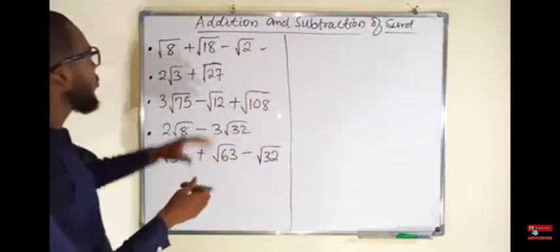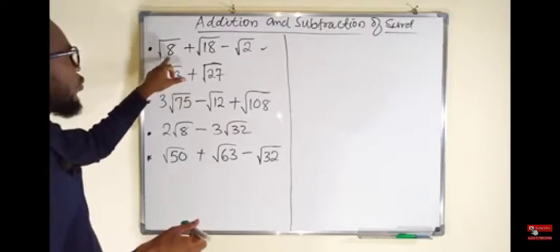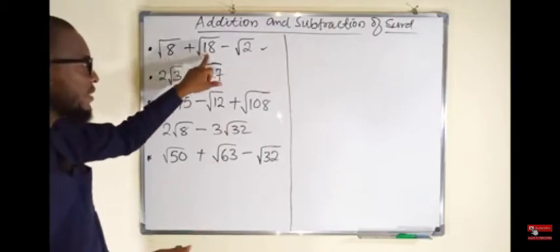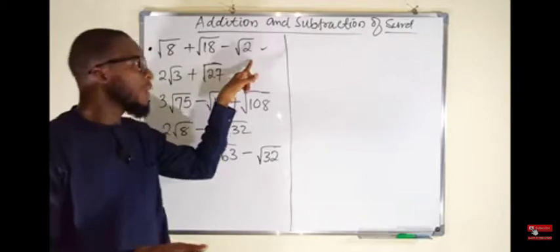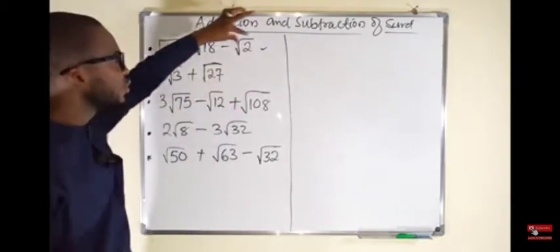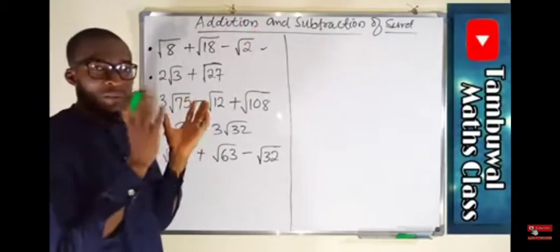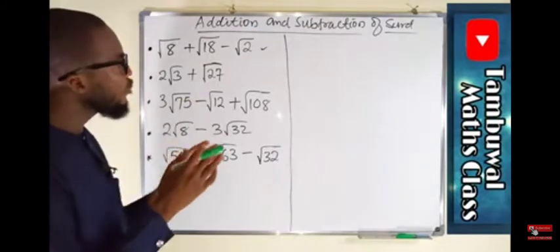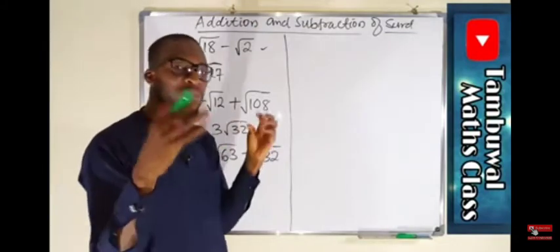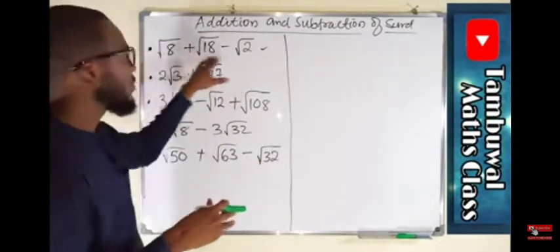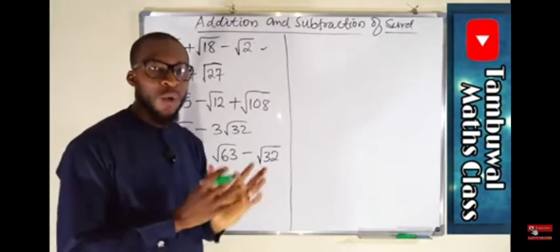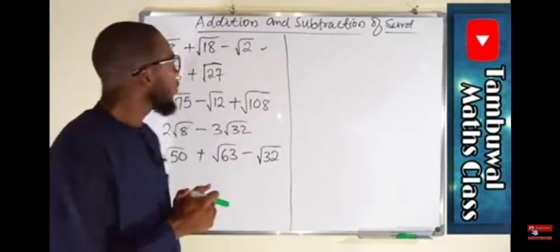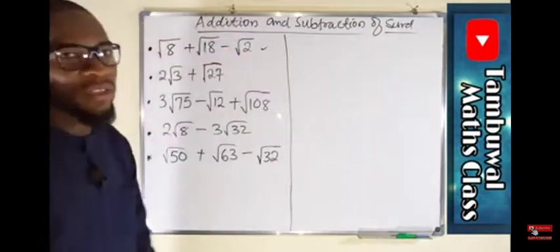We want to add root 8 and root 18, then subtract root 2. But all of these three surds are not the same physically. We have to transform them into similar surds before we can carry out this simplification. Otherwise, we cannot. So how can we transform them into similar surds?